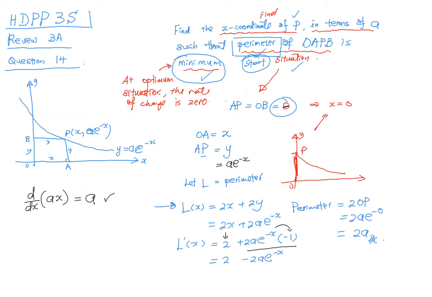Okay. So what should I do next? If I go so slowly, you still cannot catch up. Okay, Raisa, what should I do next? You let L prime x equals to 0. Yeah, because we know at the optimum situation, the rate of change is 0, correct? So I put 0 here. I put 0 here or there, it doesn't matter. Now I solve.